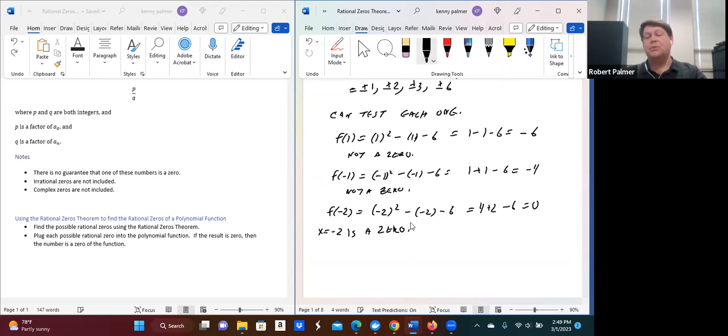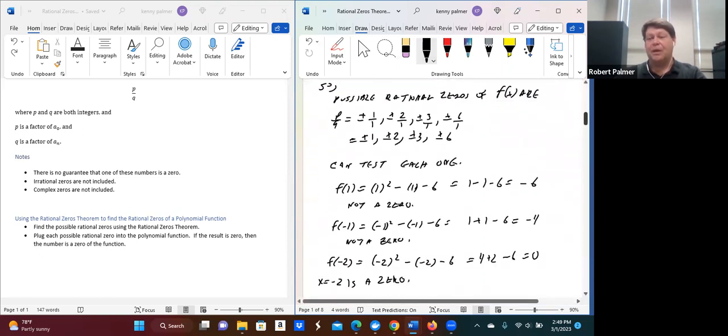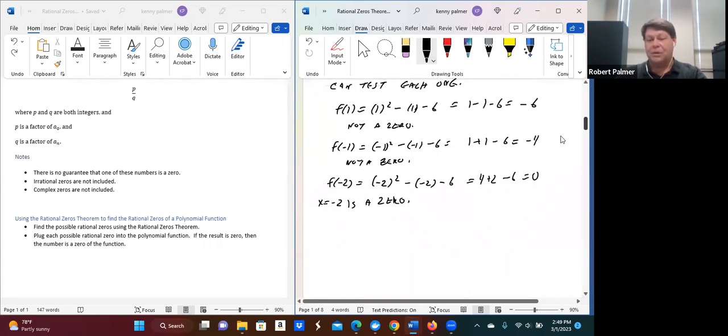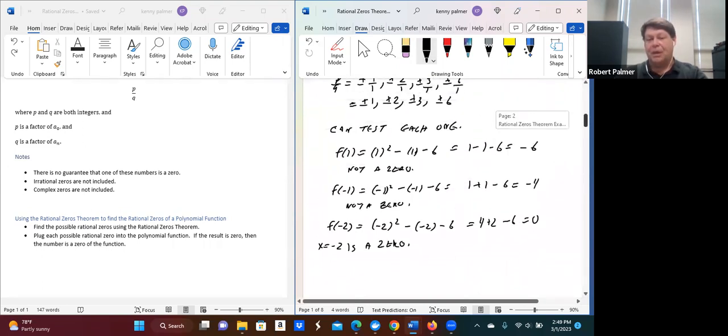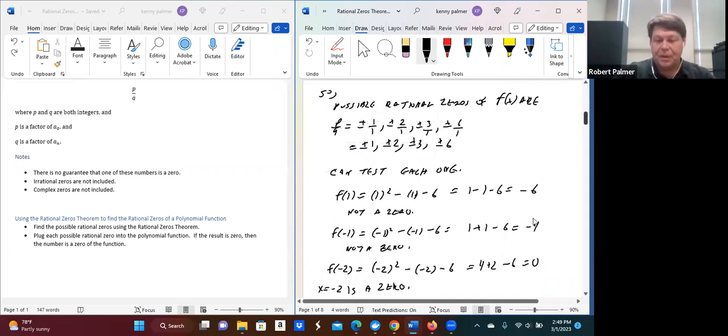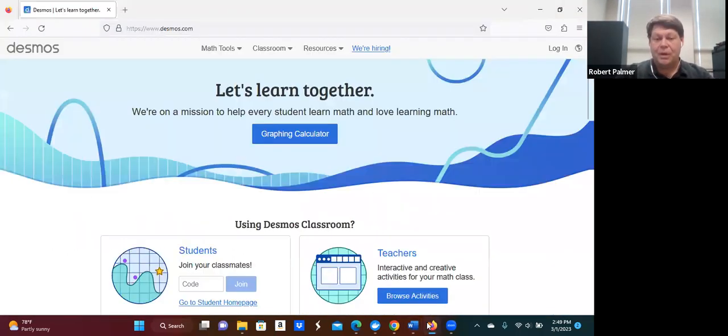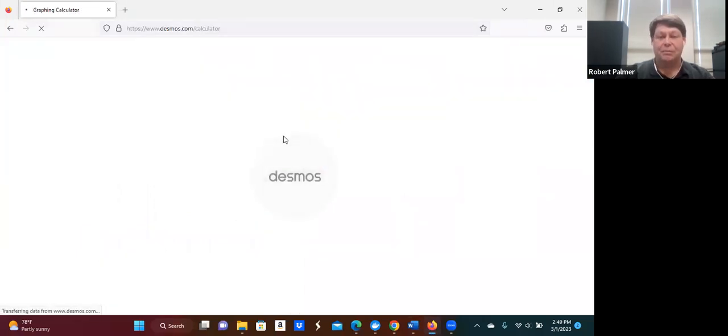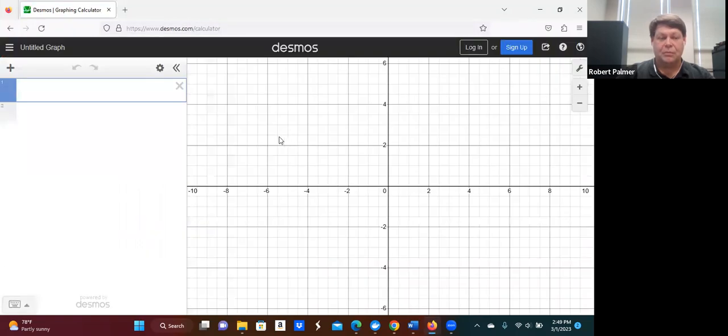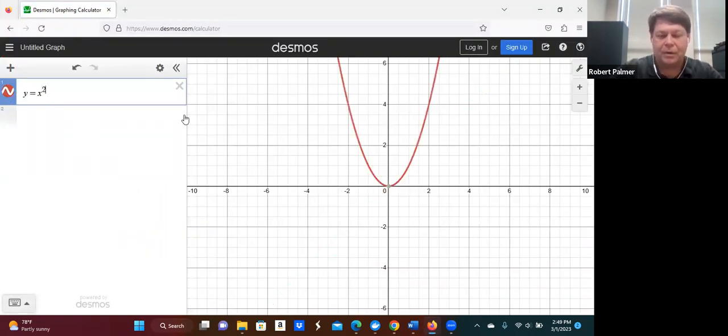Okay. So what we can do is you can actually test each one, plug it in, and remember, to be a 0, you plug it in and you get 0 for your answer. And so that number is a 0. Now, actually, let's graph this one. And we'll see that this actually has 2 zeros. As we'll see, if you tested +3, it would also be a 0. Okay, let's graph this. Y equals x squared minus x minus 6.